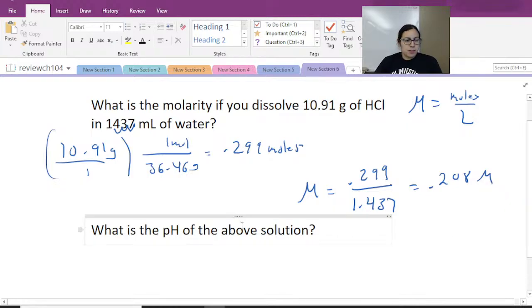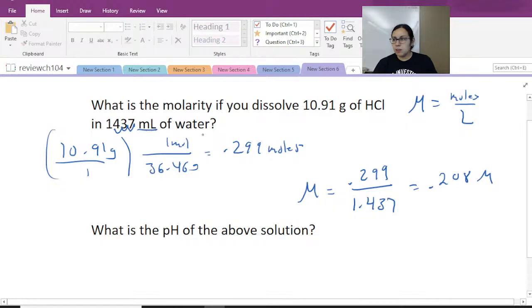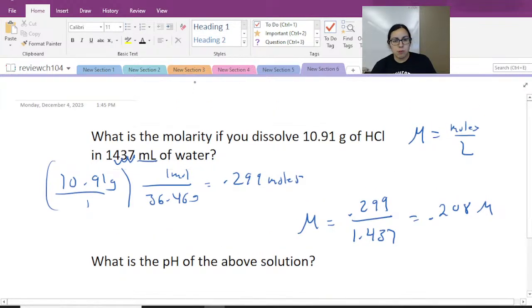And then do we have a chance to find the pH yet? Okay, I'll give people another few minutes to look at that. So how do we get pH then? Because we have to convert milliliters to liters, so there's 1,000 milliliters in 1 liter, so that's why.